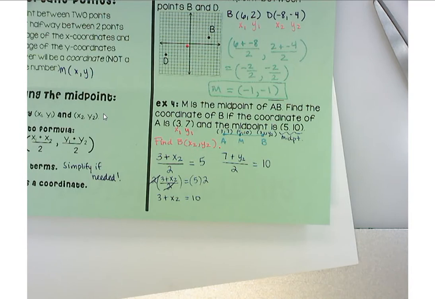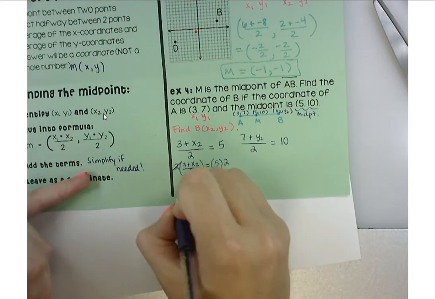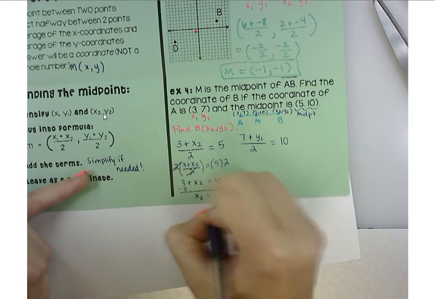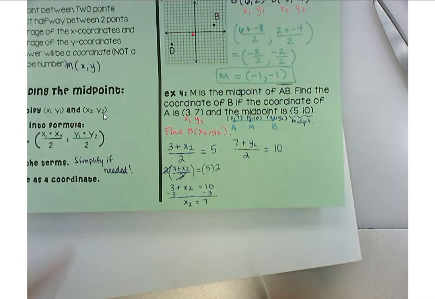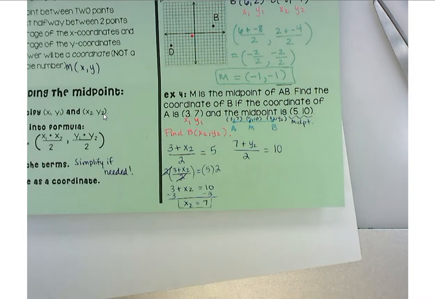So now when I want to get x2 by itself, Nia, what am I going to do to both sides? Yep. And then it's just x2. I don't want you to think it's x squared and then try to square root it. So this means that the x coordinate of B is 7.